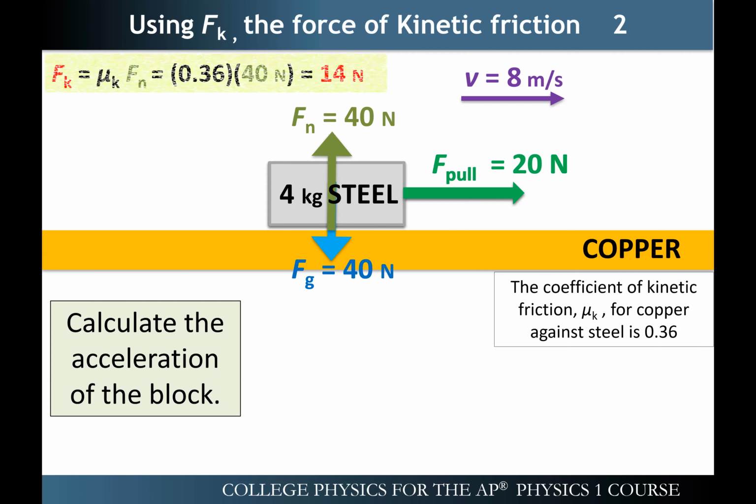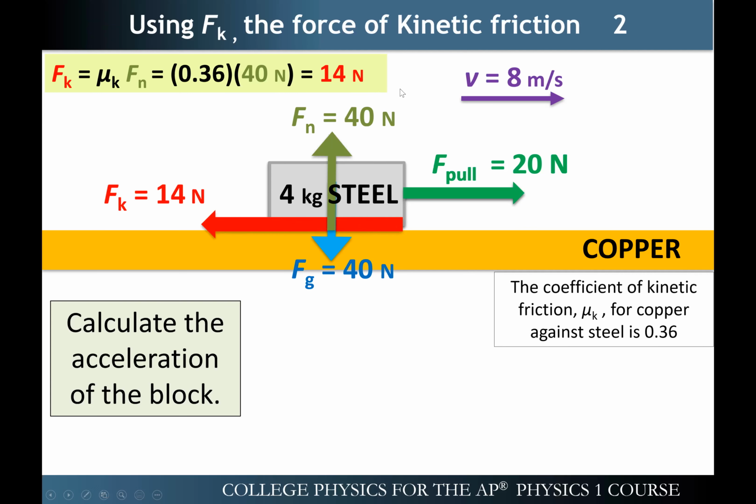Pulling force was given, obviously. And to find the friction force, you're going to use the equation for friction. So the coefficient of friction times the normal force gives you the kinetic friction force. And the kinetic friction coefficient was given, 0.36. We've figured out from our free body diagram that the normal force is 40 newtons. So the friction force would be 14 newtons.